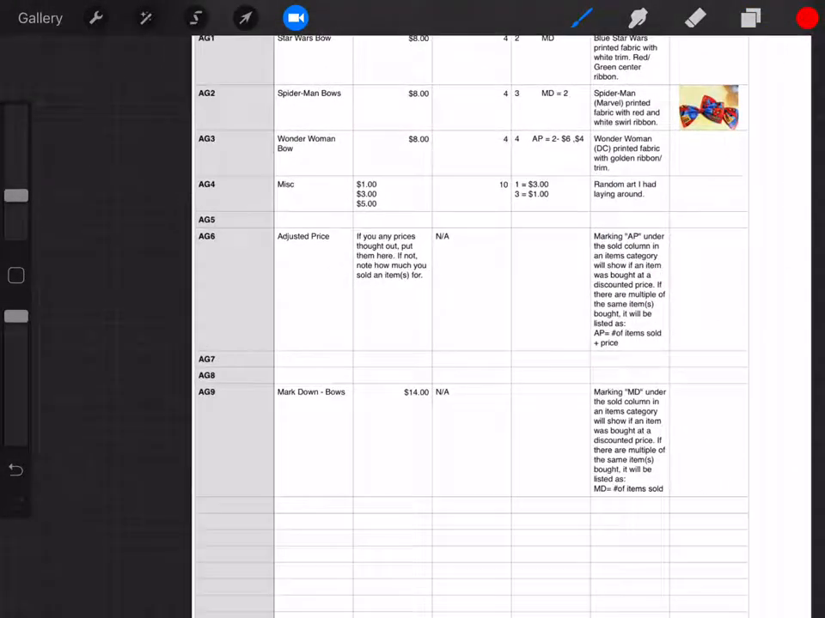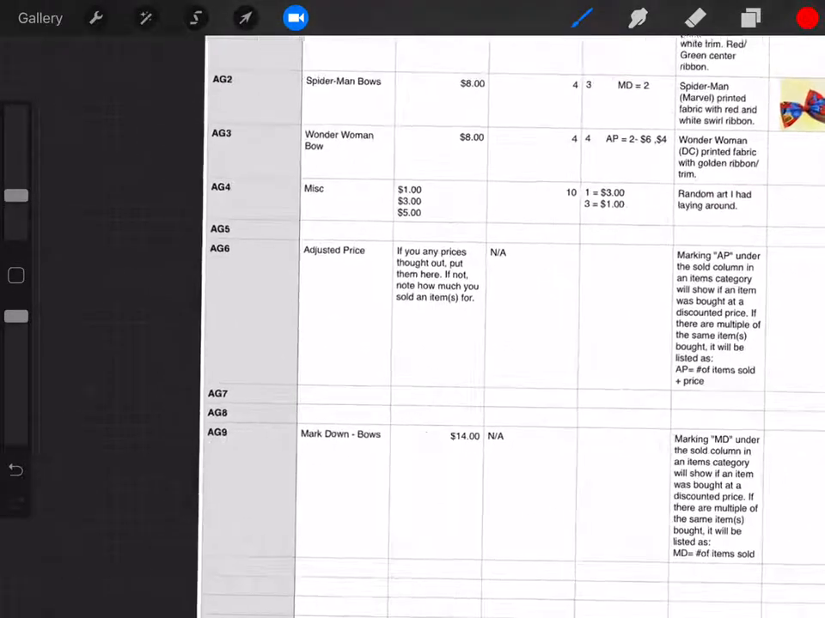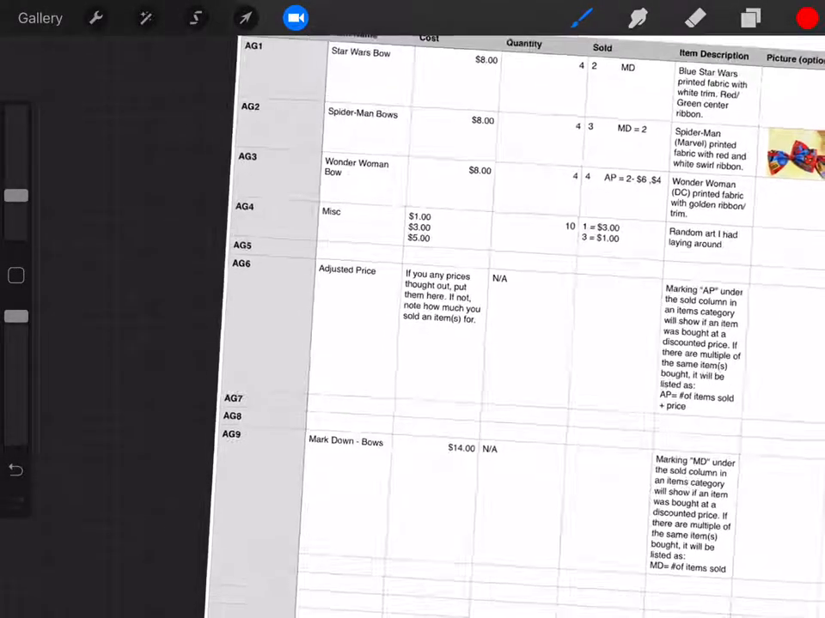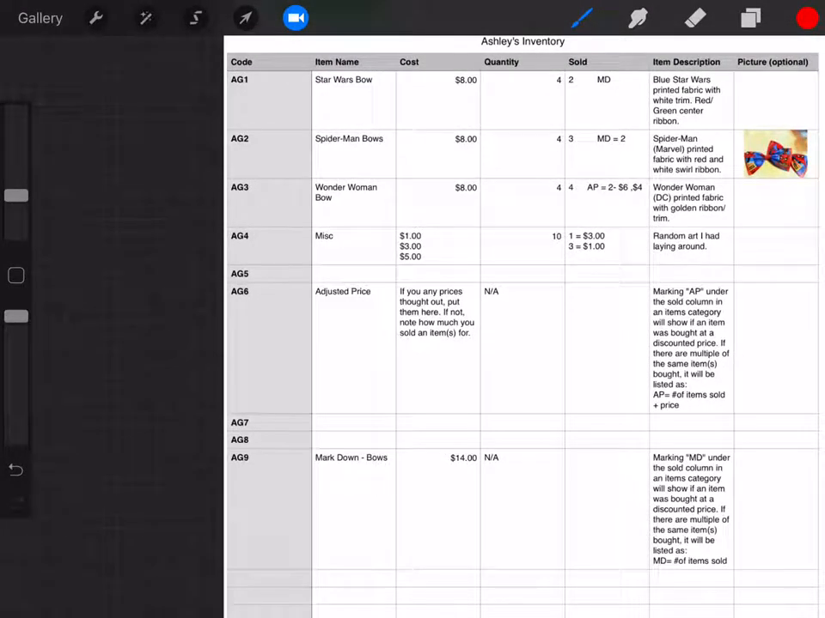All right, so back to what I was saying. With the slips, again, the code is just really important. It makes for great organization for you and for the cashier. It makes things go a lot faster.